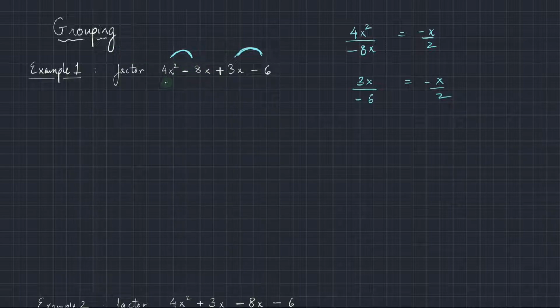As the name suggests, we break this down into two groups. The first two terms make the first group, and the second two terms make the second group. Now, from the first two terms, we factor out the greatest common factor of the first two terms. The greatest common factor here is 4x, and when you factor 4x out of the first two terms, we are left with x minus 2.